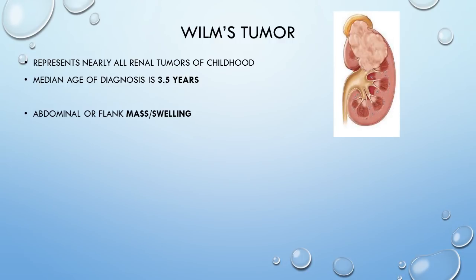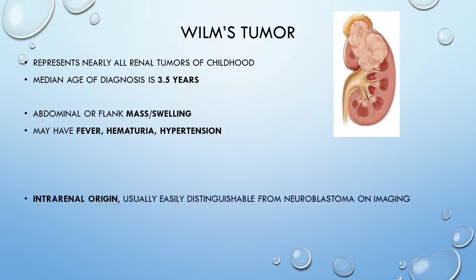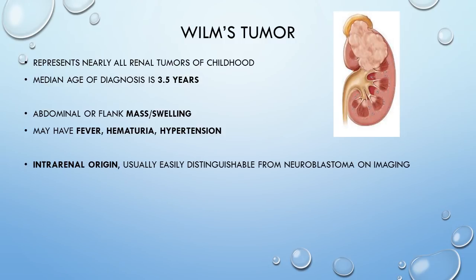These patients present with significant abdominal or flank mass or swelling. They may have fever, hematuria, and hypertension as well. This is intrarenal in origin, so it's usually really easy to distinguish from neuroblastoma on imaging. Neuroblastoma is not coming from within the kidney. It is another abdominal mass in kids, and another abdominal tumor in kids.